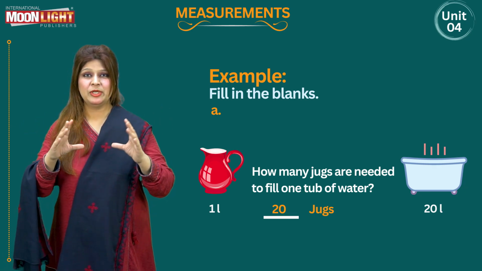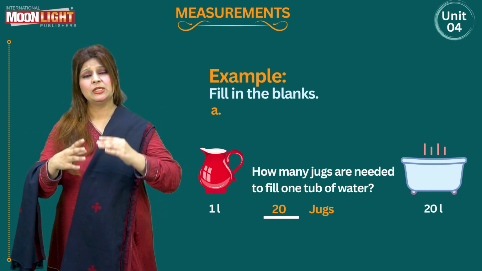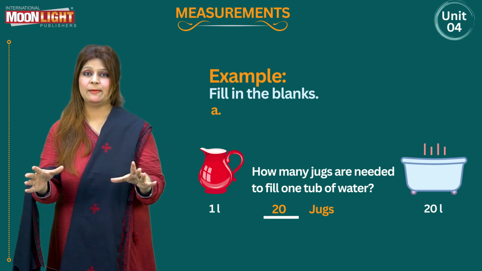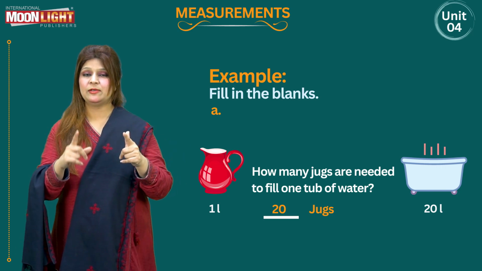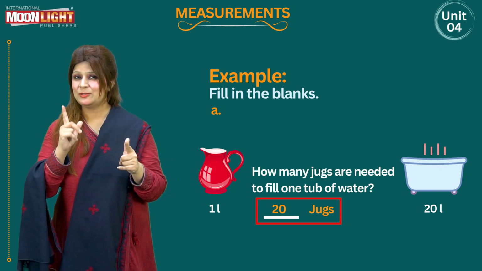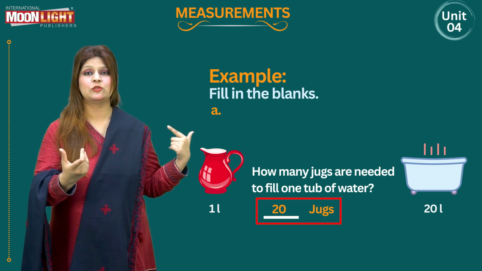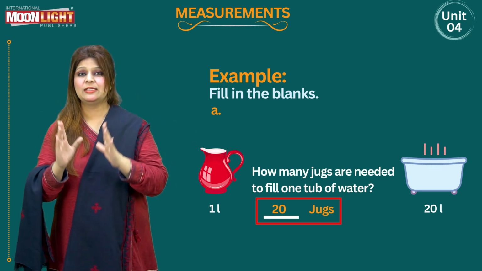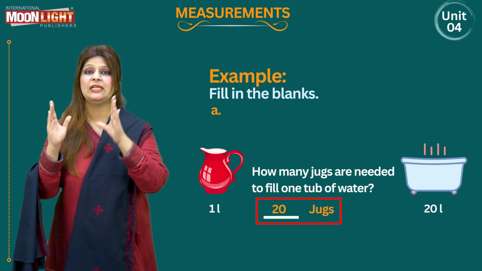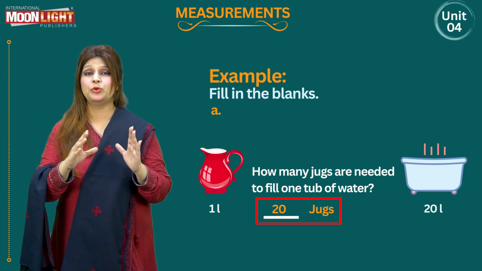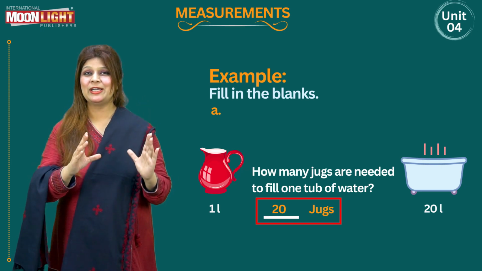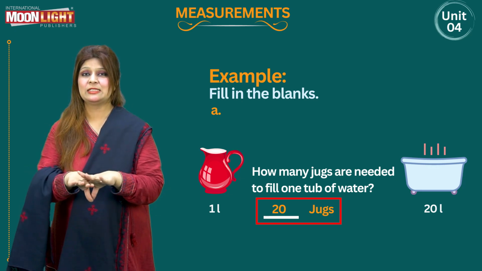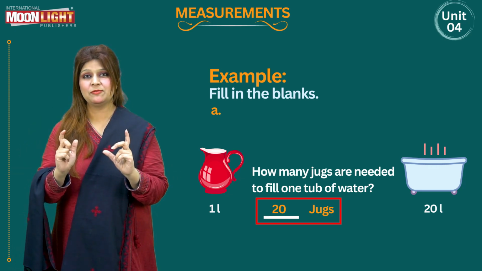You are going to measure it, because when we put 1 liter, 1 liter, 1 liter in this water tub, 1 multiplied by 20 is 20. So we are going to write 20 jugs in this fill in the blanks. This bathtub will contain 20 liter, so we are going to pour the water of this jug 20 times. Then this tub will be filled according to its full capacity.